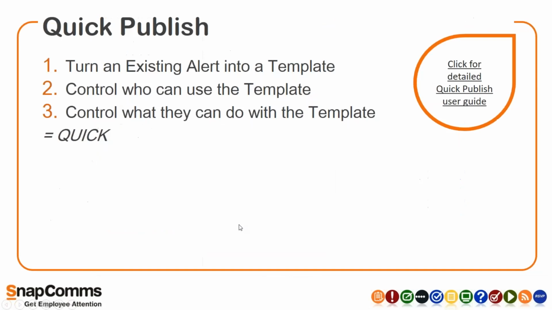And we'll move along. So just to summarize, Quick Publish: we take an existing alert, you turn it into a template, you lock down what people can do with that template, you can lock down who has access to it, and there we go, we're saving you some time.